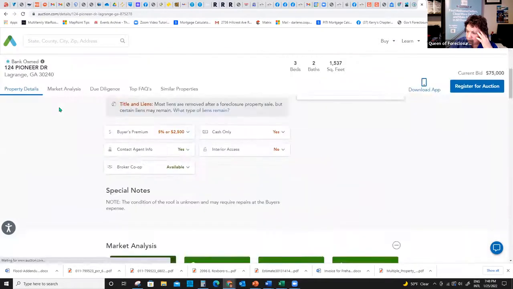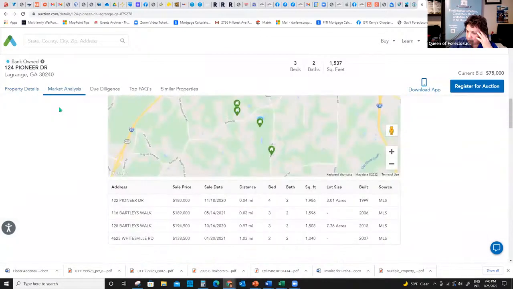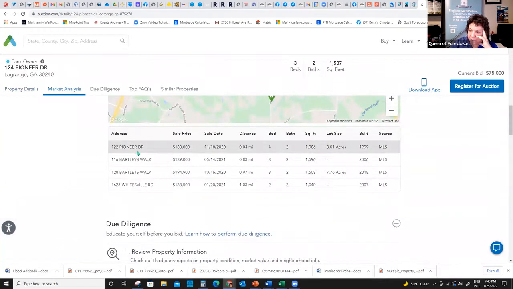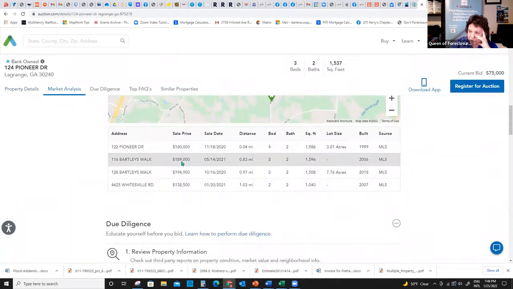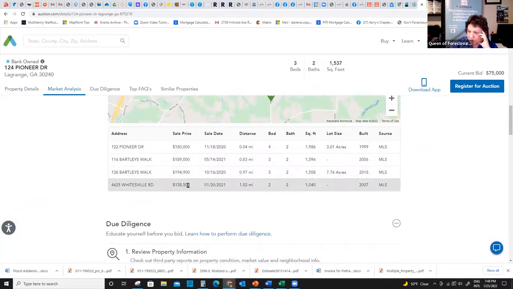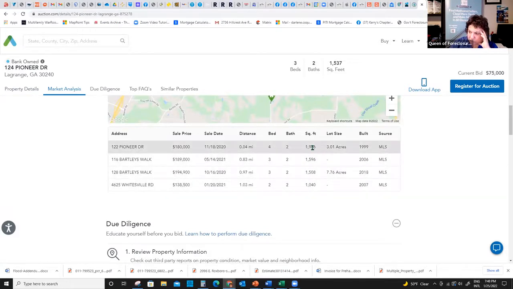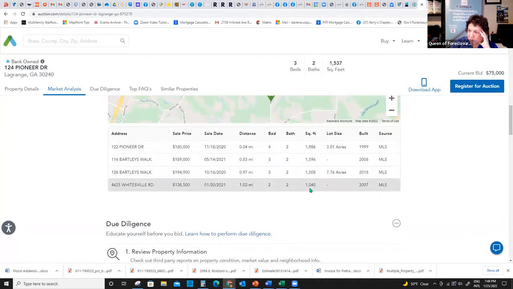Where's their pictures? They got rid of their pictures. You can see here another property on the same street sold for 188 in November 2020. 189, 180, 189, 194. I don't care about the low price. I do care about the size. This is 2,000 square foot, but it's on 3 acres, 7 acres. So you got to take that into consideration.